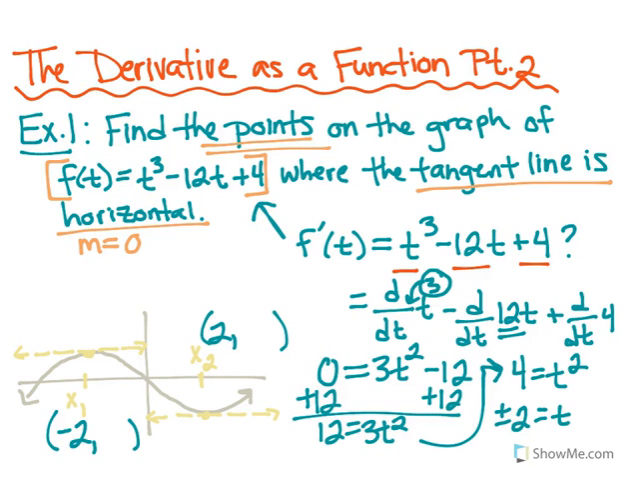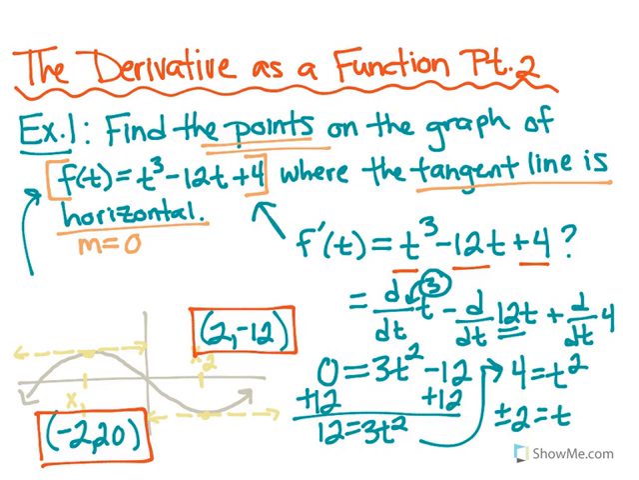And to find those y values, I simply need to plug these x's into my original function, which is this guy right here. So I plug in -2, and when I do that, I get 20, and you can compute this on your own if you'd like. When I plug in +2, I get -12. So those two answers would be my final answer. This particular function has horizontal tangents, in other words, maximums and minimums, at these points.